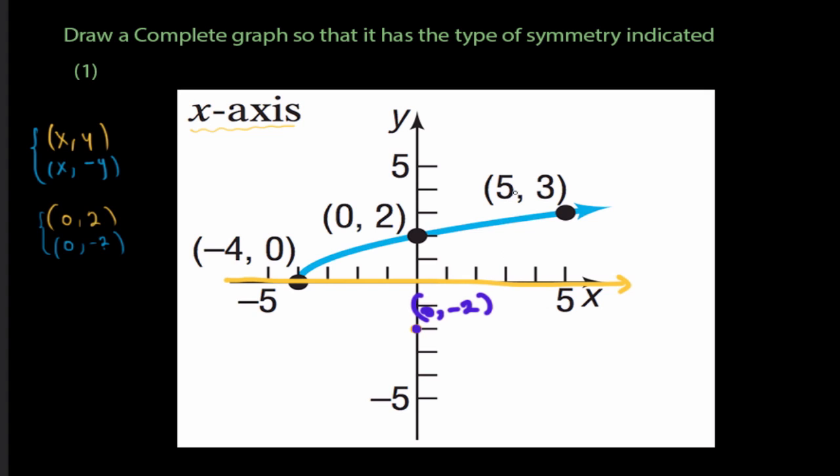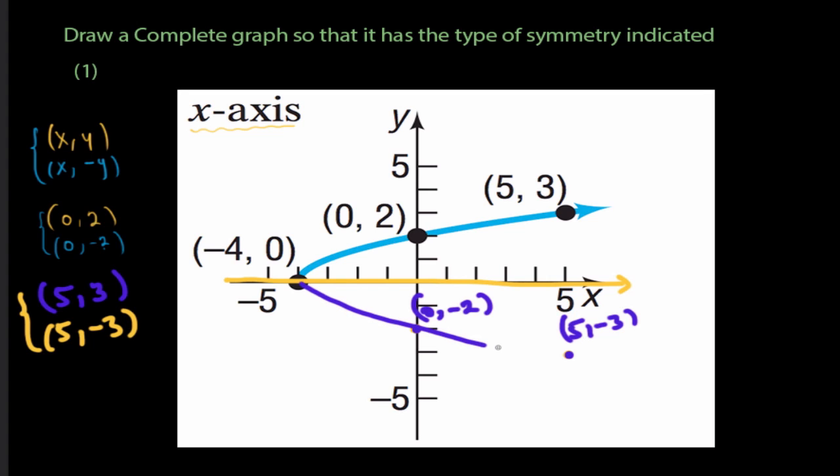Similarly, since we have (5, 3), the image of (5, 3) is going to be (5, negative 3). According to this definition, we have (5, 3), so we should also have (5, negative 3). So this is 5, while this is negative 3 here, and when we draw it, we have this point here. That's (5, negative 3). And then it says we should complete the graph, so we just join the points, and then we have a graph. You can see it's symmetric with respect to the x-axis.